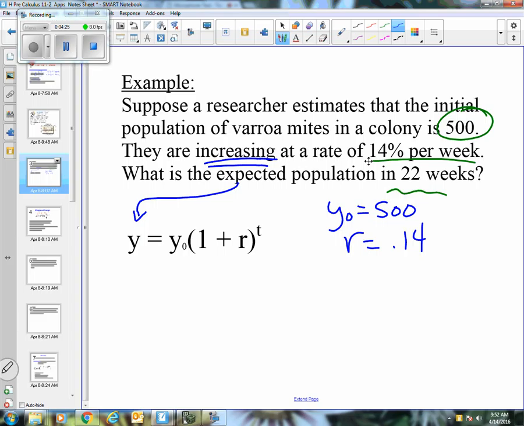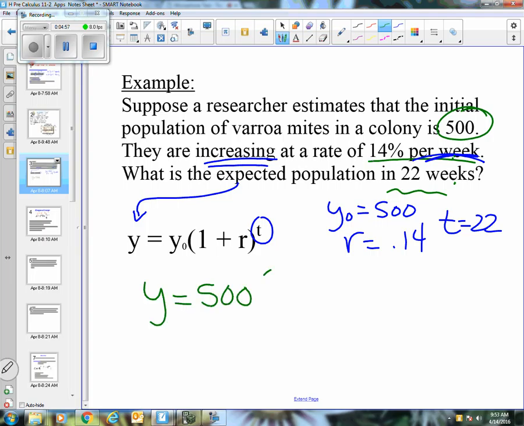Okay, now let's talk about time. T in general would be in whatever this is per unit. So it's in weeks. They're asking me to figure out what that population would be after 22 of those weeks. Be careful that these two are representing the same thing. I could have said, what's the population in 156 days? And you'd have to do that conversion. So make sure your rate of growth is the same unit as what your time is that you're trying to figure out. All right, so let's go ahead and model this with an equation first.